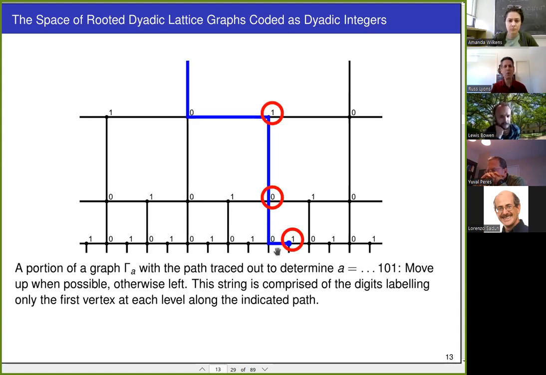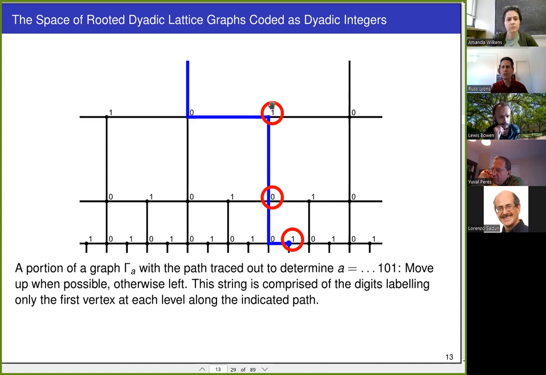Now I want to pick a root, like this vertex over here, and I want to say which dyadic lattice graph this rooted graph is. So this is what we do. It's going to be a left infinite sequence. It's, in other words, a dyadic integer. And the root is the most significant bit, which is at the right. So this is a 1, then there's 0, then there's 1, or really coming back the other way, it ends 1, 0, 1. How do we determine this?